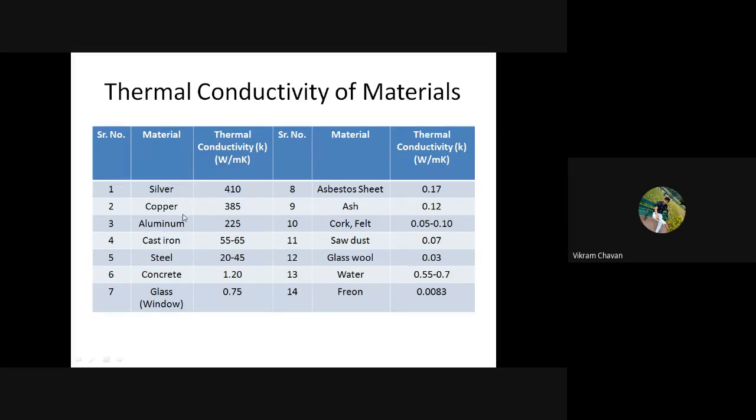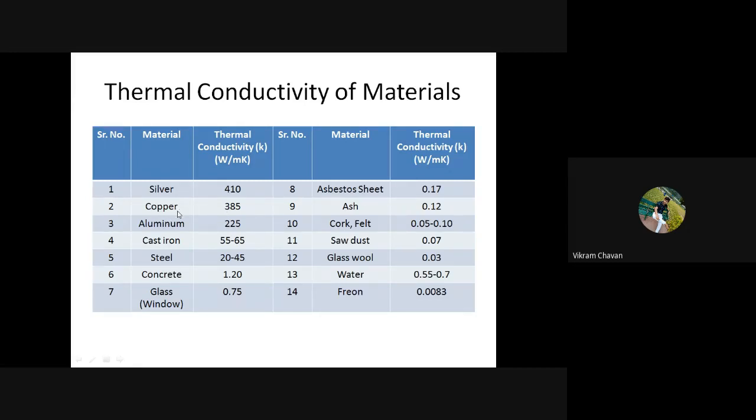Why would you select aluminum instead of copper for transmitting electricity? Or, most of the equipment, or kitchen equipment, is prepared using copper. Why is it not prepared using cast iron? Questions like that can be answered based on this particular thermal conductivity.